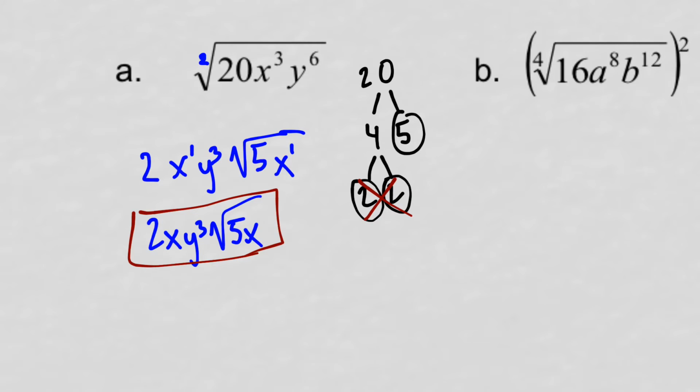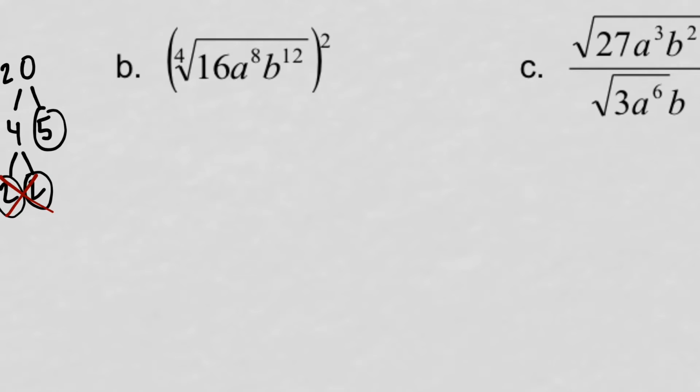There you go. Okay, part B, the fourth root of 16, a to the 8th, b to the 12th, all to the second power. I'm going to start this by turning this fourth root and second power into a rational exponent. So it's going to look like this. 16, a to the 8th, b to the 12th, to the 2/4 power. Right? The power is 2, the index is 4, so 2 over 4.